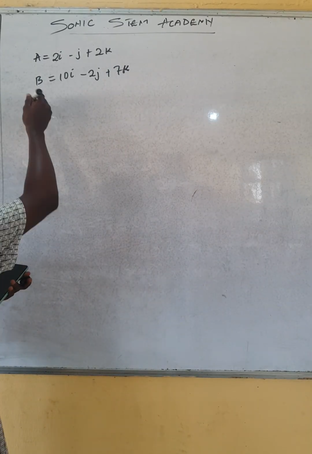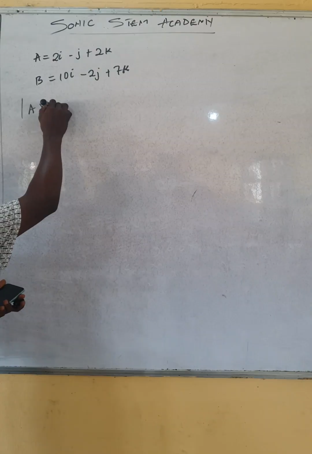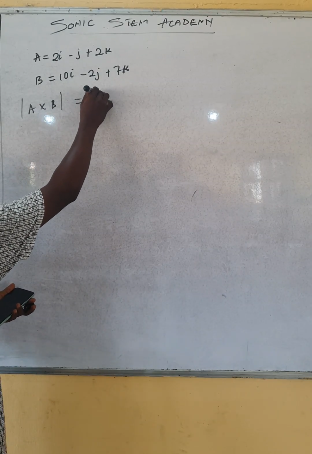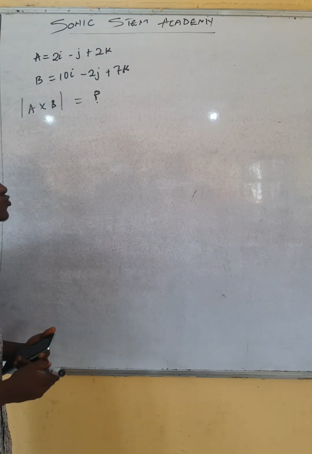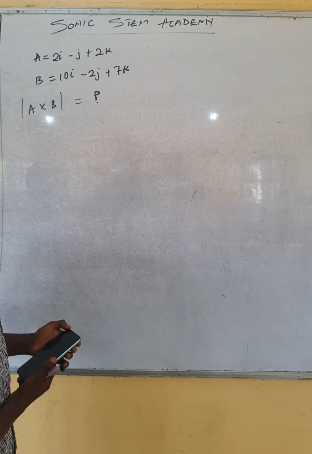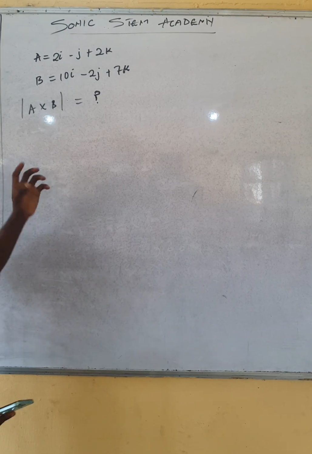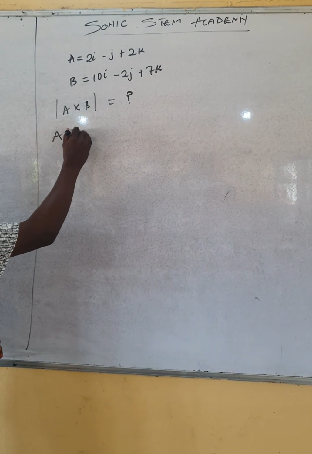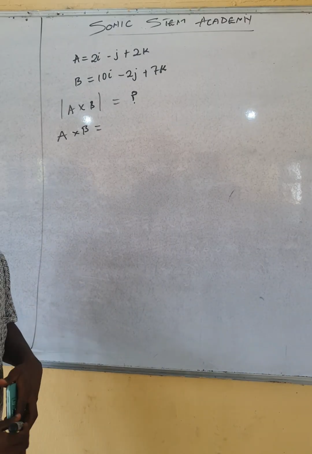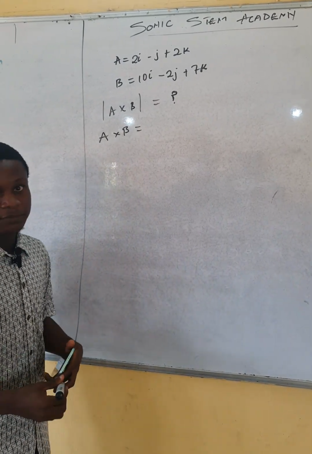Now we want to get the modulus of the cross product between A and B. How do we do that? For us to get the modulus of the cross product of these two vectors, we need to find the cross product of the vectors before we find the modulus. That is the first thing we need to do here. So solving that now, to get the cross product of these vectors, it will take us back to our knowledge of matrix determinants. How do we get a determinant in a matrix?